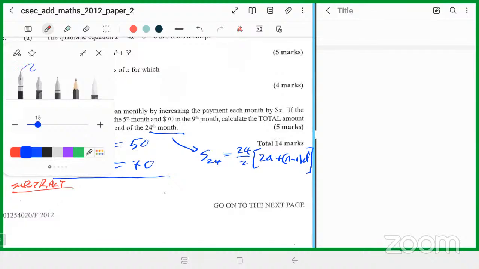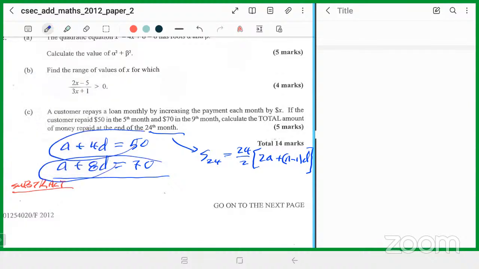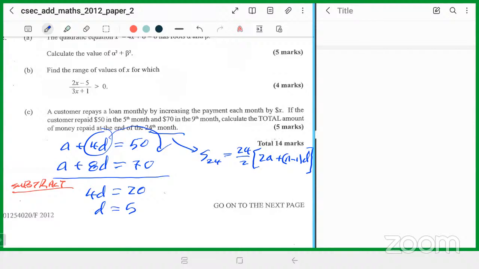So when I subtract them, I'm doing the second one minus the first one. So A minus A is gone. 8D minus 4D gives me 4D. 70 minus 50 gives me 20 on the side here. So it means that D equals 5. The amount that I'm increasing by is 5. Next, I need to find the A. I can take the 5 and plug it in. So A equals 30. You can see it because 4 times 5 is 20, and 20 subtracted from the 50 gives me 30. So A equals 30.